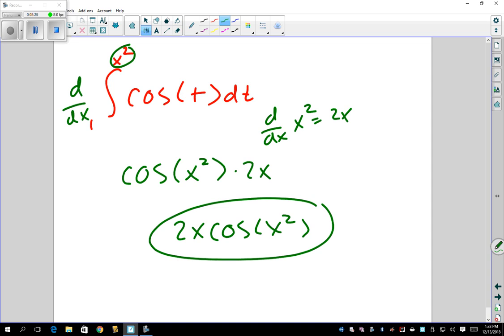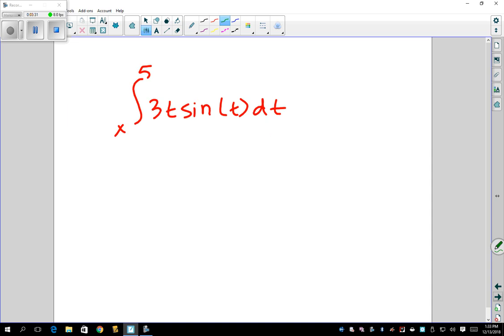2x times cosine of x squared. This one looks similar. So we're still trying to find the derivative with respect to x. But my bounds are messed up.